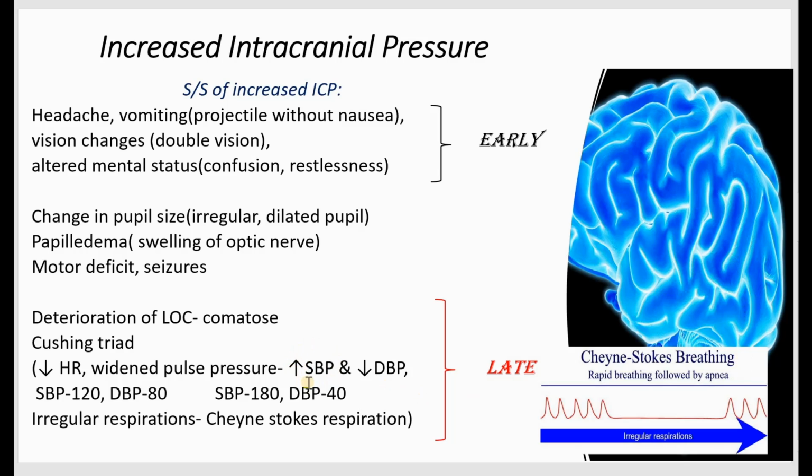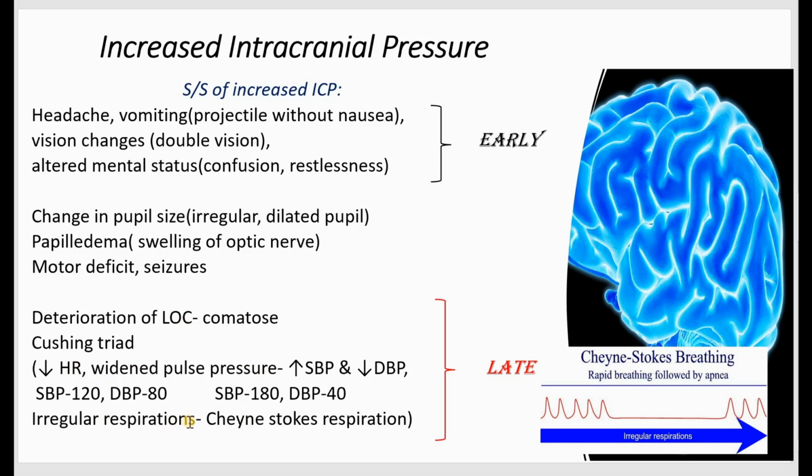And as the systolic blood pressure goes up, the parasympathetic nervous system gets activated. You want to bring down this blood pressure. As a result, heart rate drops to decrease the blood pressure. So you will see a decrease in heart rate and a widened pulse pressure.